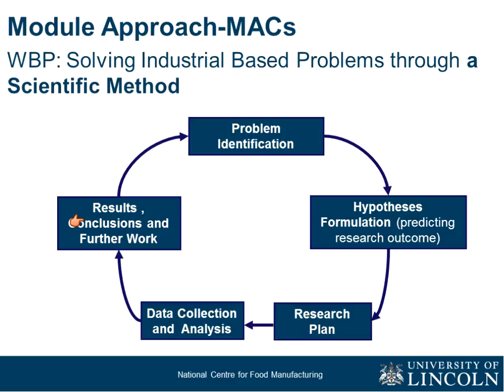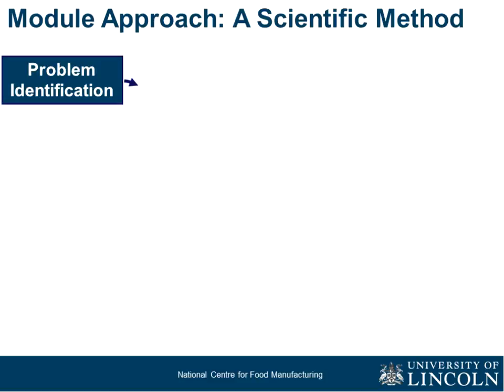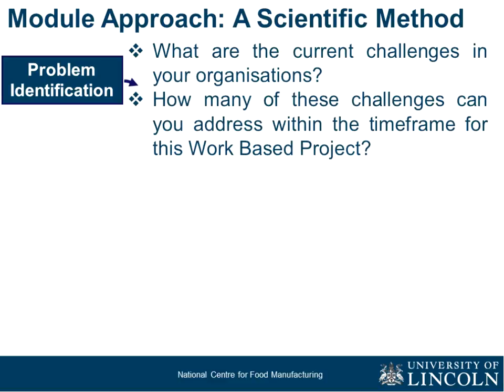Now, let me talk about each of them in more detail. The first one is problem identification. The very first thing you want to ask is, what are the current challenges in your organization? What problems are you facing? What are the things that you are doing now that are not giving you what you want to achieve? The next thing you want to ask yourself is, how many of these challenges can you address within the time frame for this work-based project? You cannot achieve everything. It has to be within the time frame for the project.